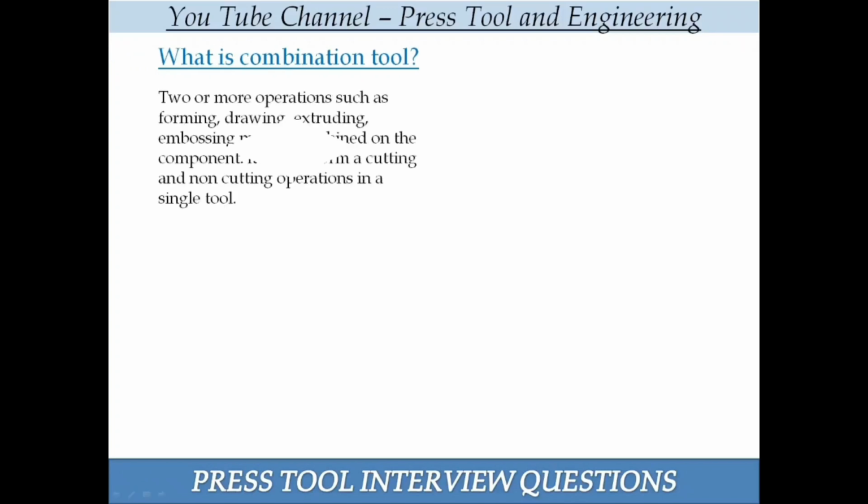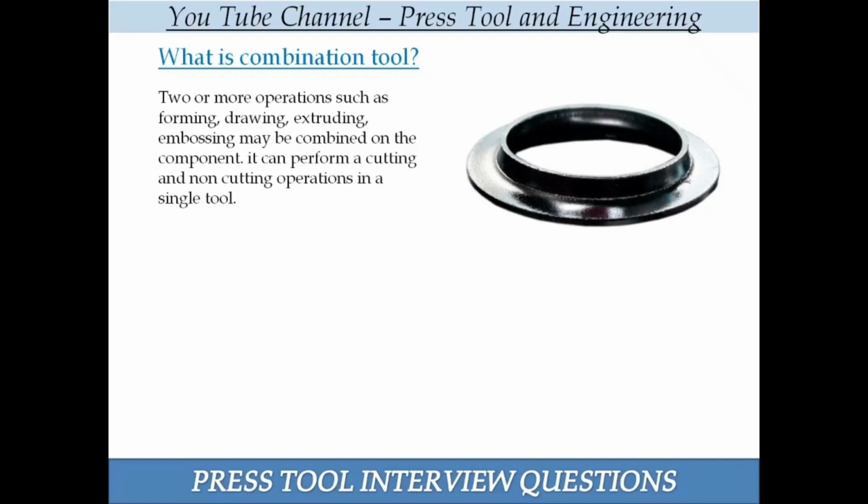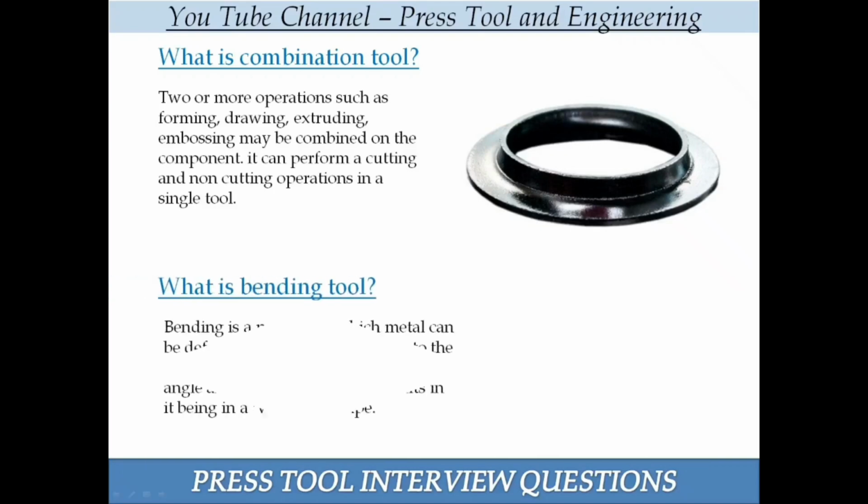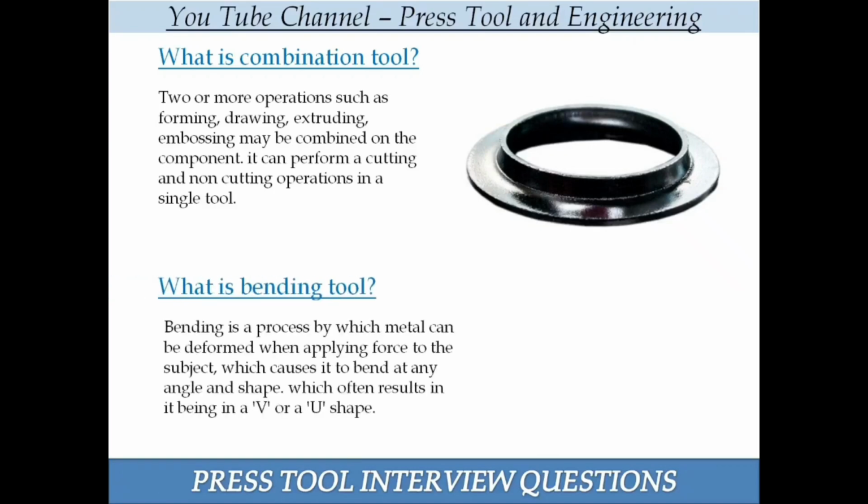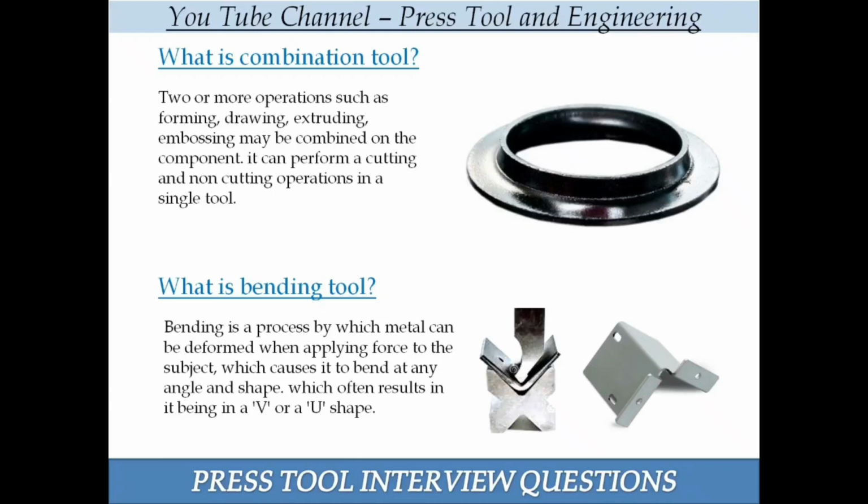What is combination tool? Two or more operations such as forming, drawing, extruding, embossing may be combined on a component. It can perform a cutting or non-cutting operation in a single tool. The right side image shows a part developed in a combination tool. What is bending tool? Bending is a process by which metal can be deformed by applying force to the subject. It causes the metal to bend at any angle and shape, which often results in a V or U shape.